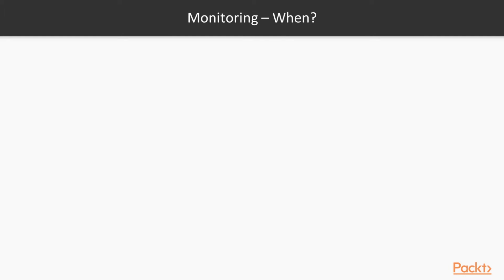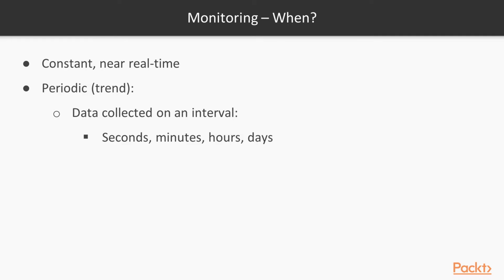How often should monitoring take place? It depends on the application or infrastructure. Some, such as application monitoring, should be near real-time. Other monitoring can be done periodically. This helps to establish trends. This can be in intervals of seconds, minutes, hours, or even days. Monitoring should be conducted at every phase and every stage of the target.